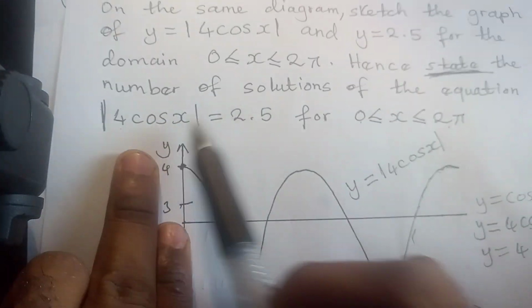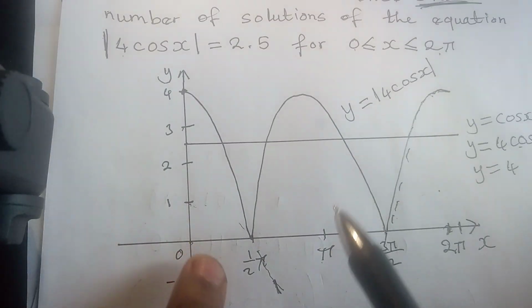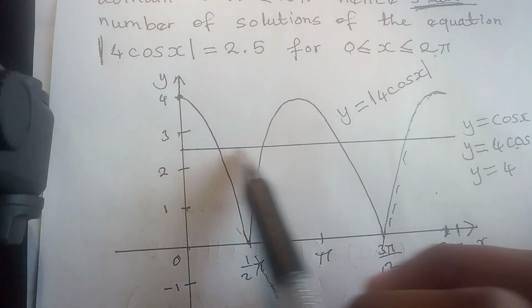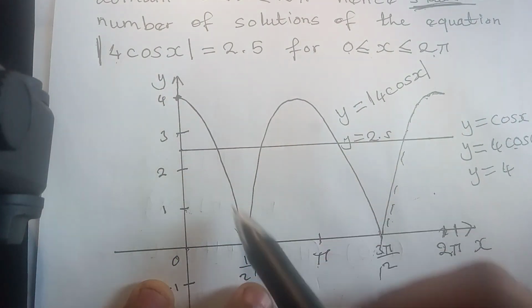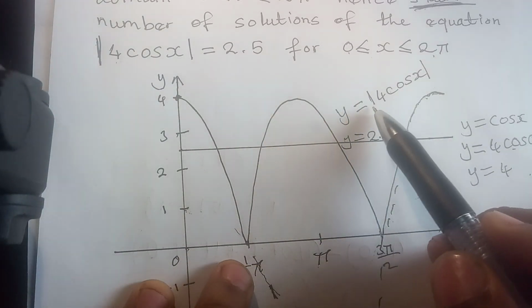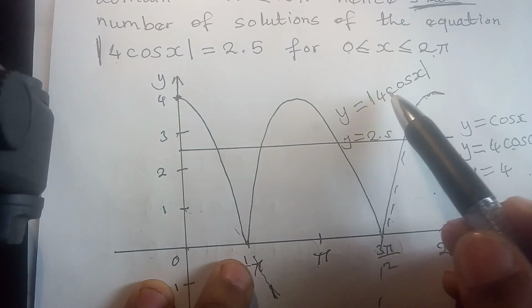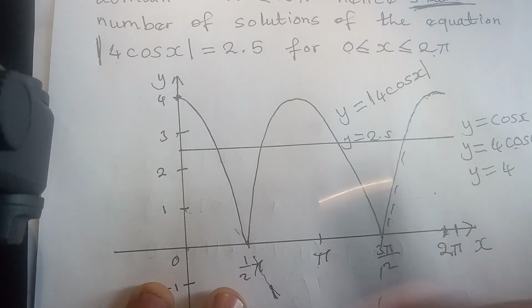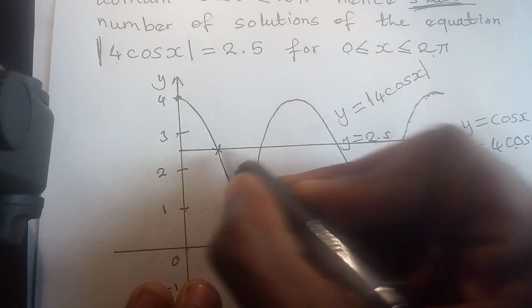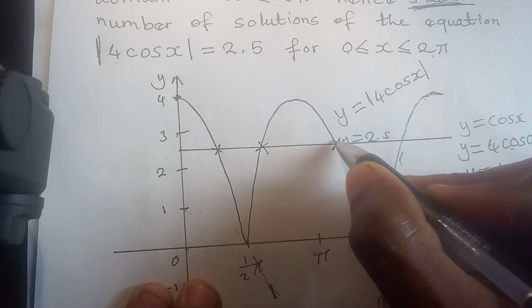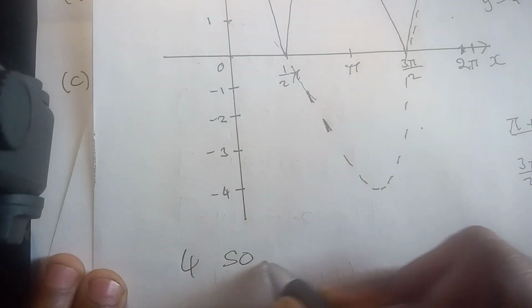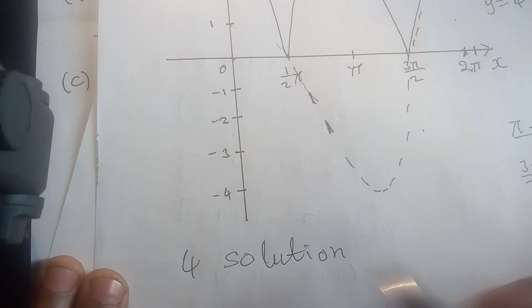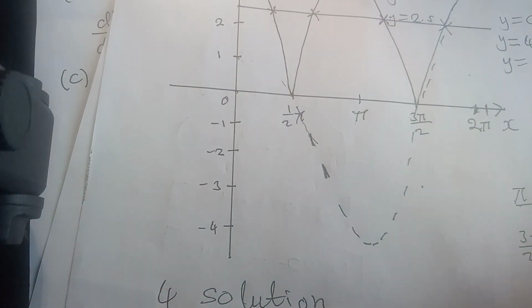So the number of solutions from here will be the number of times the straight line y is equal to 2.5 meets the wave y is equal to the square root of the modulus of 4 cos x. So in this case, the number of solutions will be 1, 2, 3, 4. So you expect 4 solutions from here. You really don't have to solve for x. So you are done the moment you just write this.